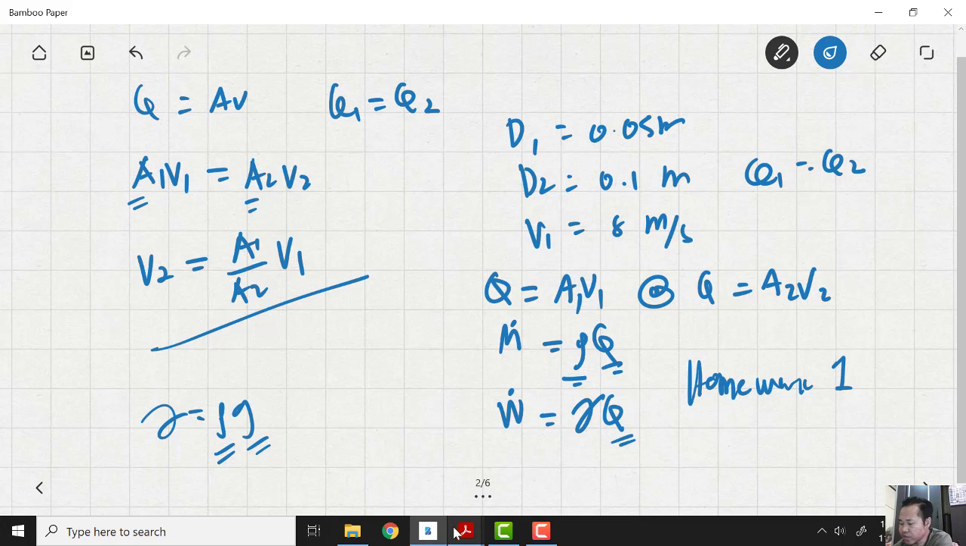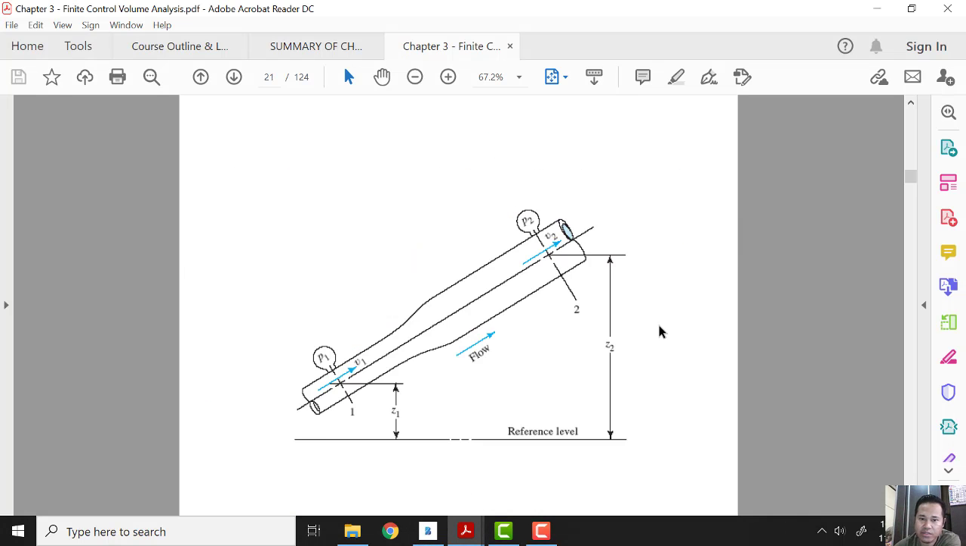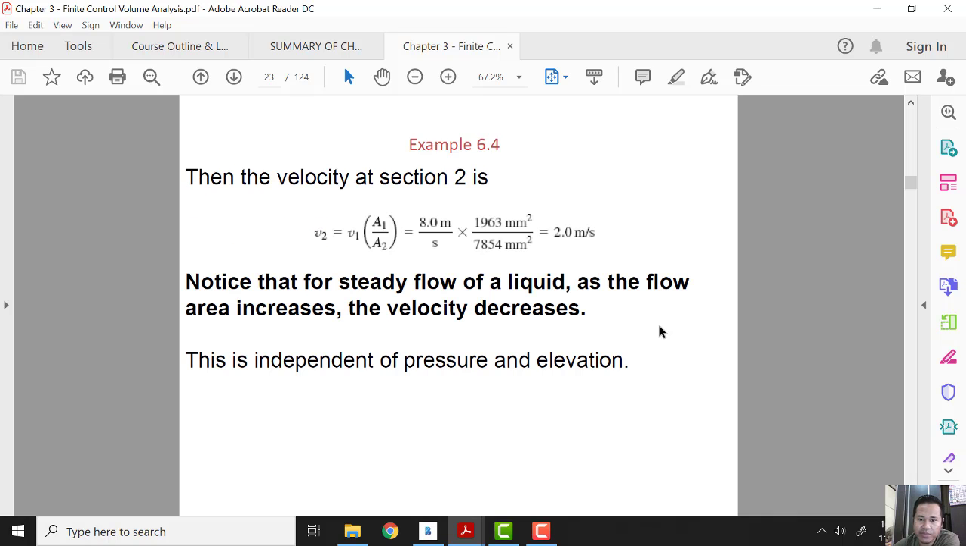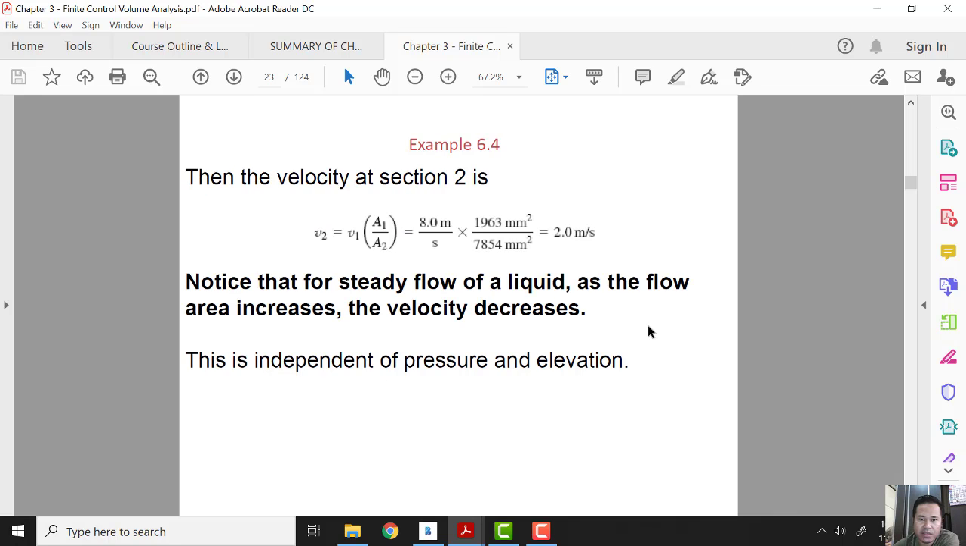You can confirm the answer from the answer given in this example, but it is better that you do it by yourself. It's much easier, it's very easy.